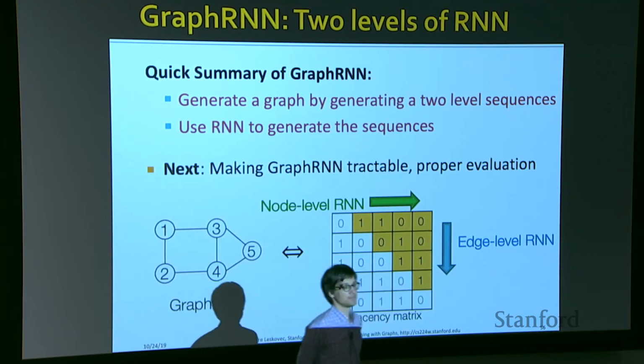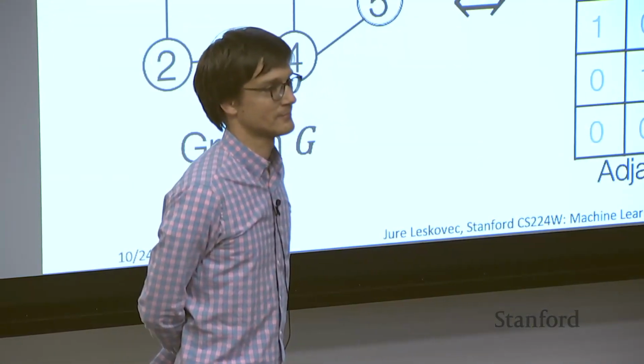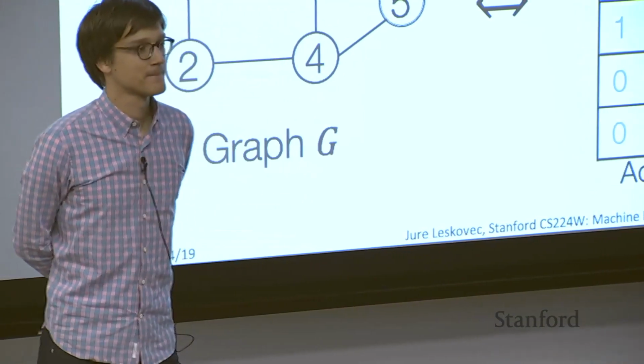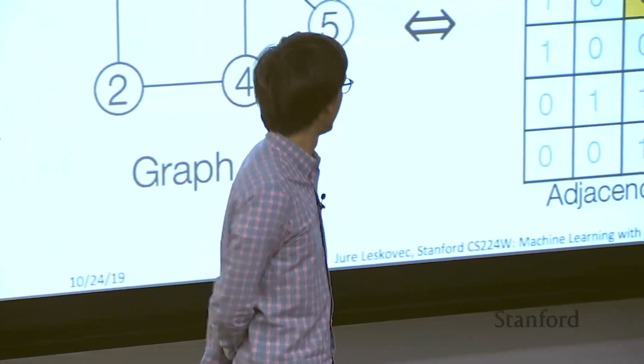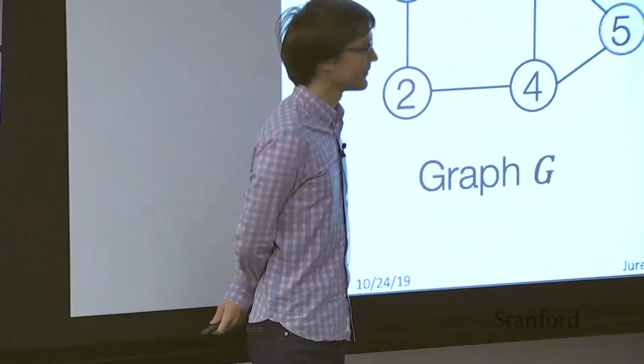But so in practice, RNNs have a vanishing gradient if the sequence gets very long, and it seems like compared to text or other things, your graphs are going to get really huge. And so what are the strategies that you use to stop the gradient from vanishing as you're generating your edges?